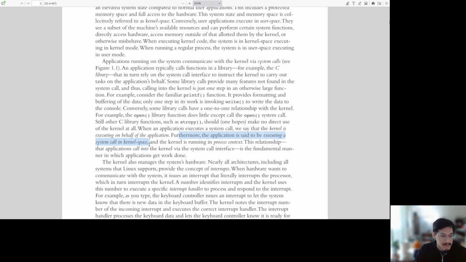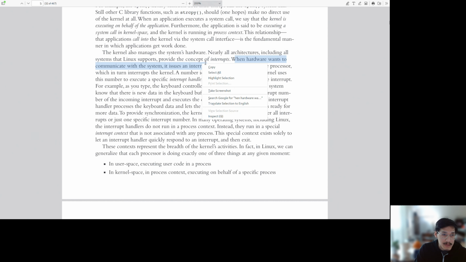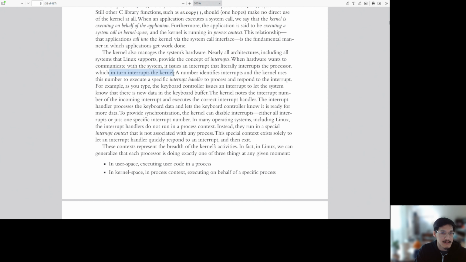The kernel also manages the system hardware. Nearly all architectures, including all systems that Linux supports, provide the concept of interrupts. When hardware wants to communicate with the system, it issues an interrupt that literally interrupts the processor, which in turn interrupts the kernel. A number identifies interrupts, and the kernel uses this number to execute a specific interrupt handler to process and respond to the interrupt.